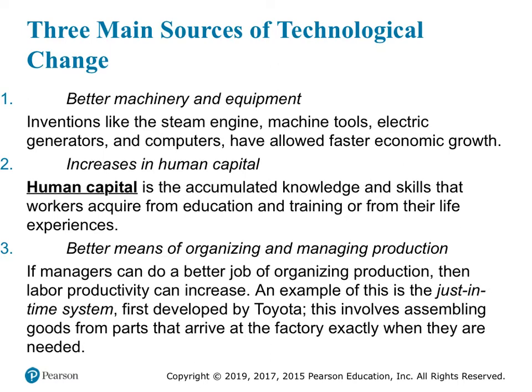A good example of this is Toyota's just-in-time system. So, Toyota assembles their goods from parts that arrive at the factory exactly when they are needed versus just having this backlog, because it was time-consuming to keep having to go to storage and find all these different components. And so they figured out it would be much quicker to just order them right before they needed them and use them, and it saved a lot of time and labor.